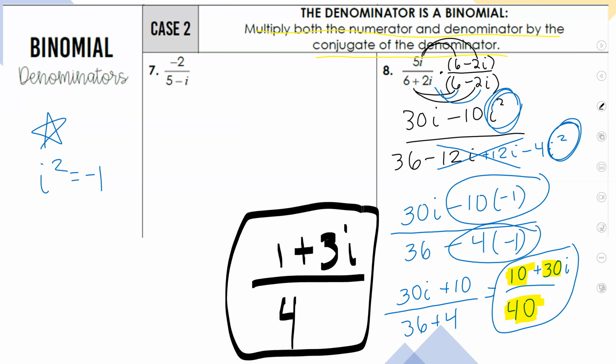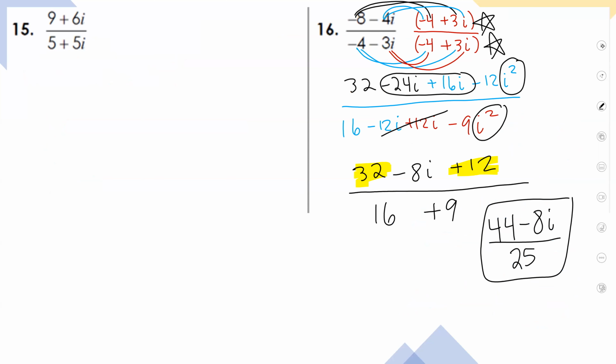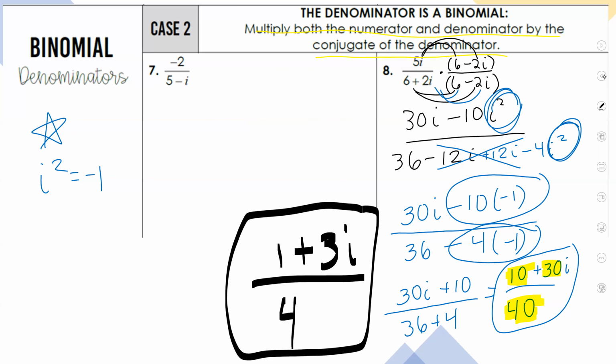The previous question that we did, these numbers could not all be divided by the same thing. So I just left it like it was. But this one right here, they could all be divided by the same number. So we could simplify. Okay?